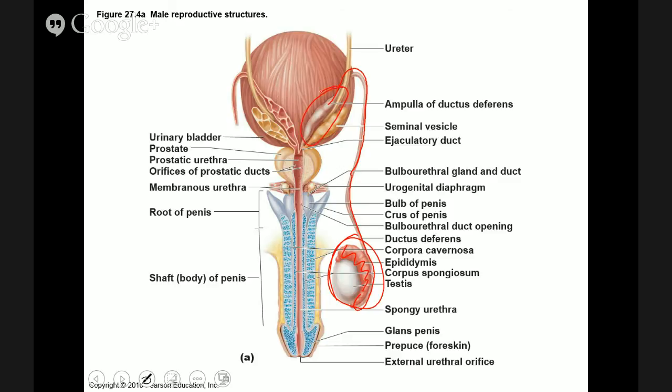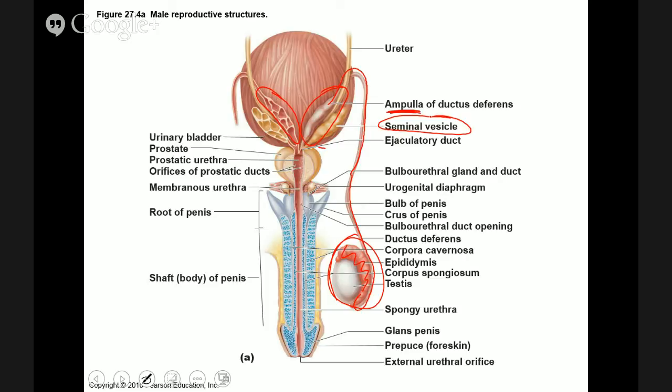Here you'll see that the vas deferens will dilate to a larger region. That's called the ampulla of the ductus deferens. Now we've got some associated structures that are found near or around the ductus deferens and the duct mechanism. One of the ones that we see here is the seminal vesicle, and we'll talk about that in a little bit.